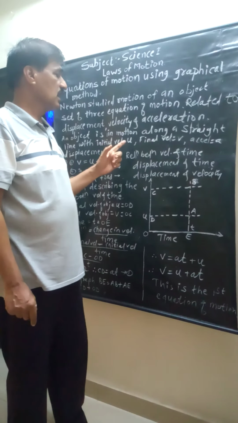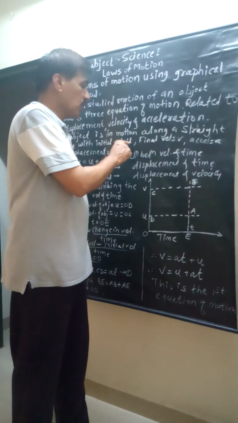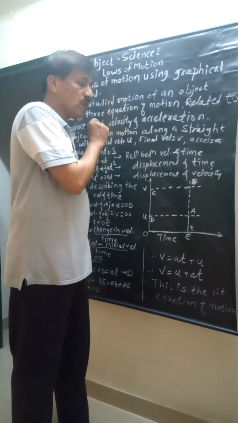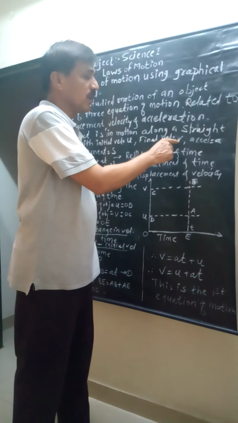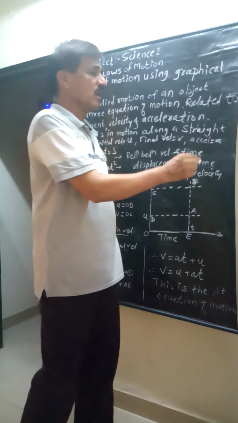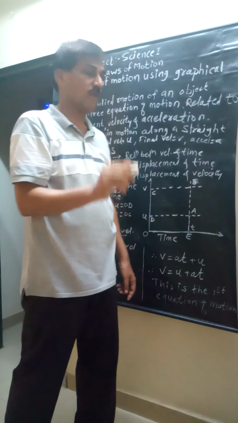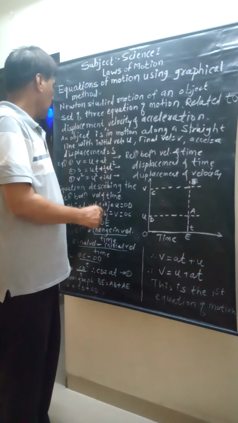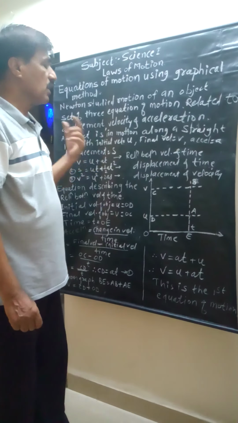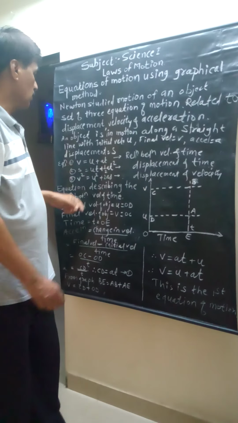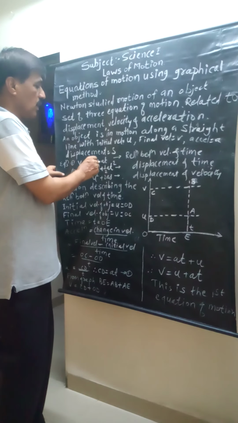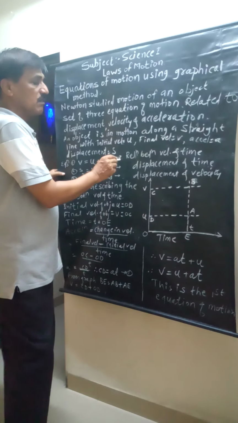Initial velocity is denoted by small u and final velocity is denoted by v. Acceleration is denoted by small a. Now he stated three equations. First equation, v is equal to u plus at. This is the first equation.